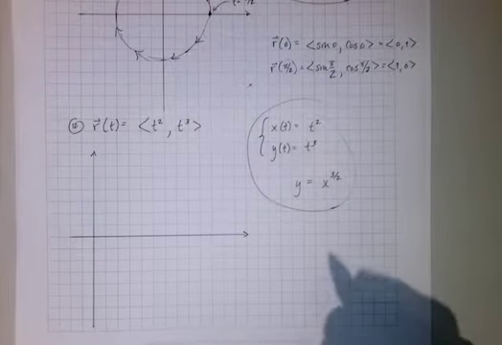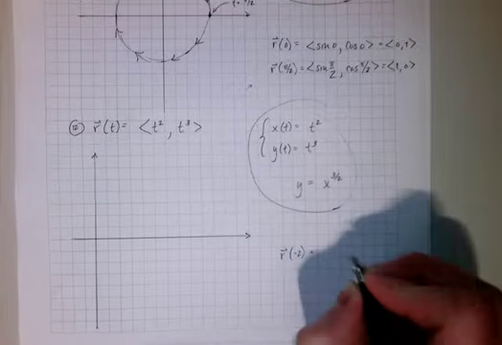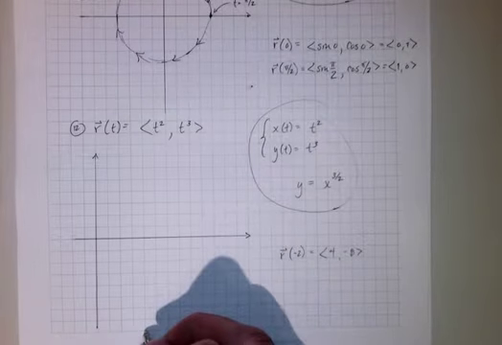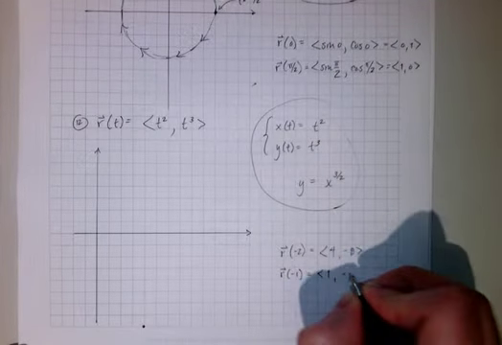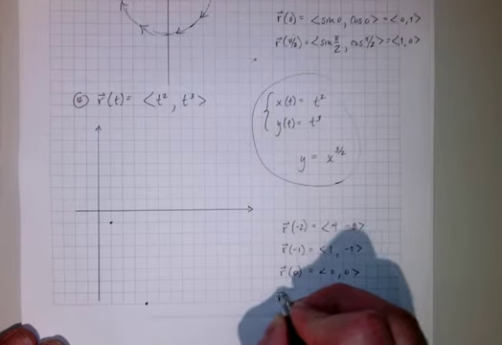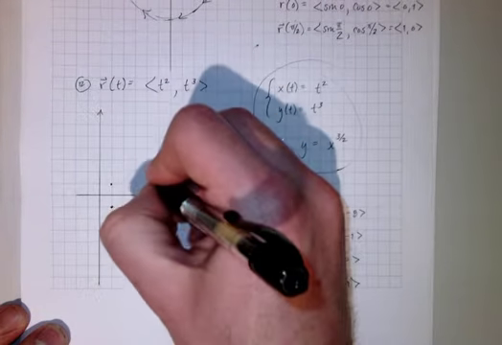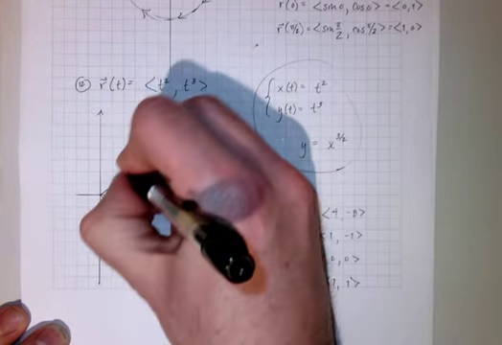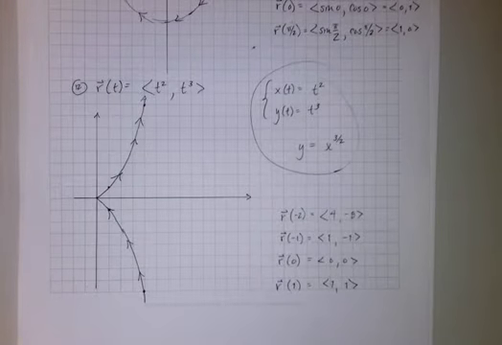So what we're going to do is just start plotting. Let's do r of negative 2. That's going to wind up being 4, negative 8. So I go over 4 and come down 8, and I can plot a point right there. How about r of negative 1? That's going to be 1, negative 1. And of course r of 0 is going to be 0, 0. Then r of 1 is going to be 1, 1, and r of 2 is going to be 4, 8. So what I get is it's going to come in like this and then bounce off and go up like that. And so we have not only its graph, the curve, but its directionality as well.